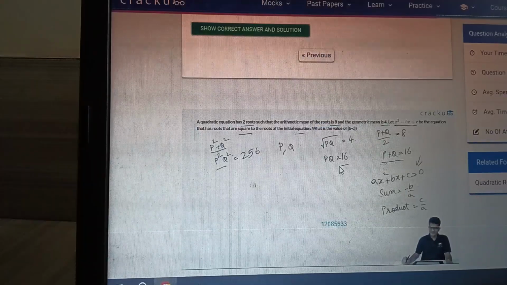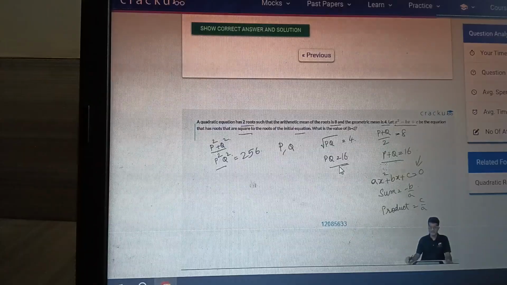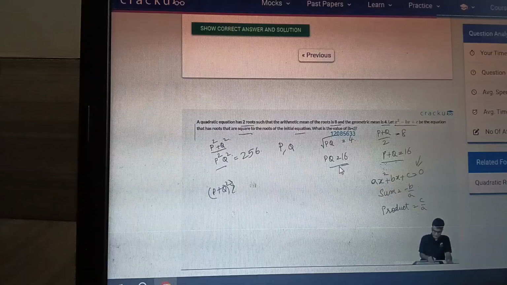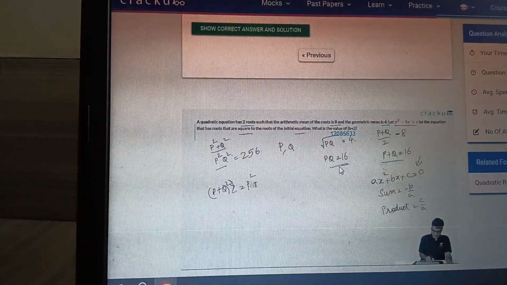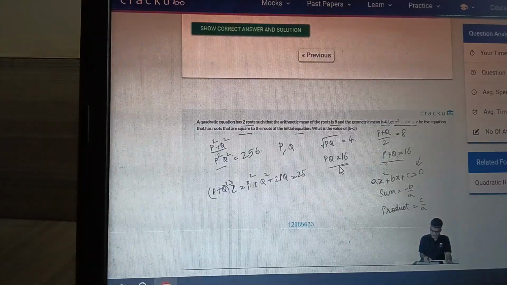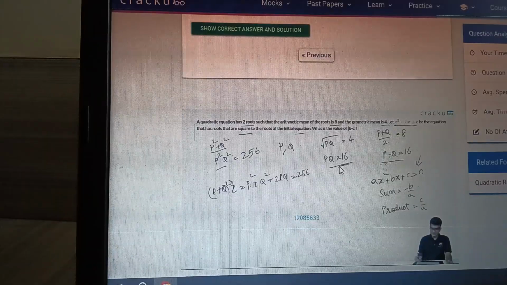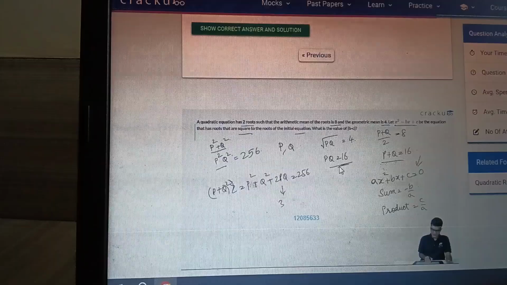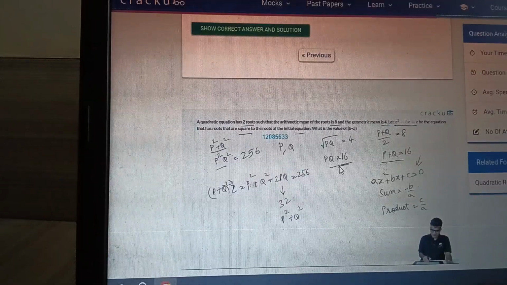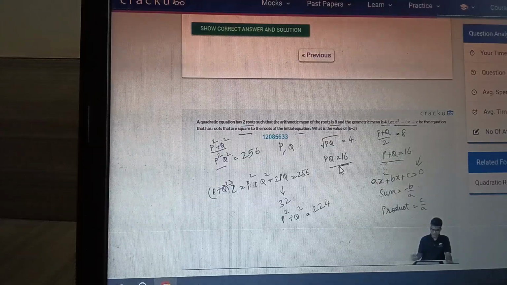We know that p plus q is 16 and p into q is 16. So (p plus q) whole square, which is equal to p square plus q square plus 2pq, will be equal to 256. pq is 16, so 2 times pq will be 32. So the value of p square plus q square is equal to 224.